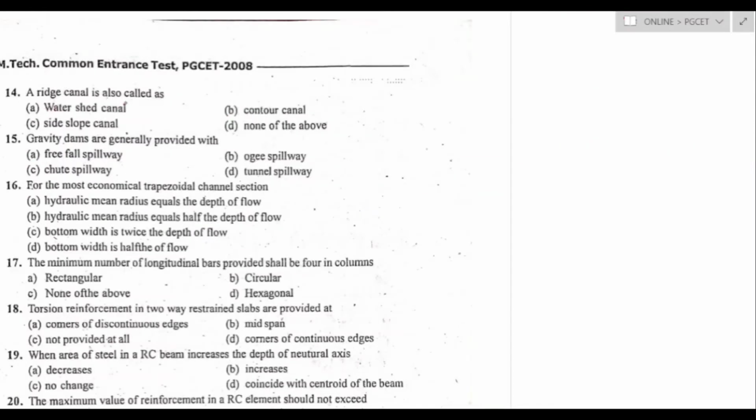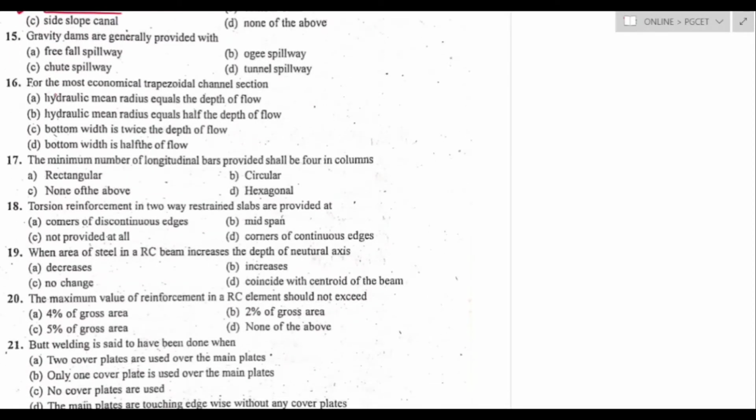Question number 14. A ridge canal is also called as watershed canal. These types of canals are aligned along the ridge or natural watershed line, and they can irrigate on both the sides of the ridge line. So option A is the right answer. Question number 15. Gravity dams are generally provided for free fall spillway. Option A is the right answer.